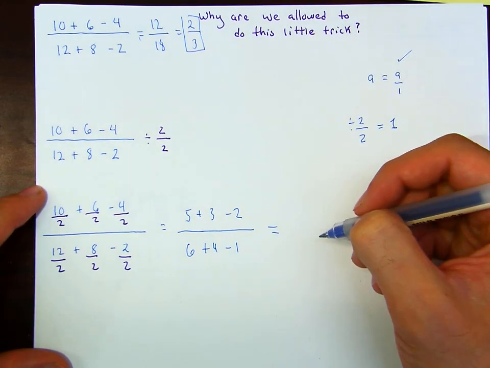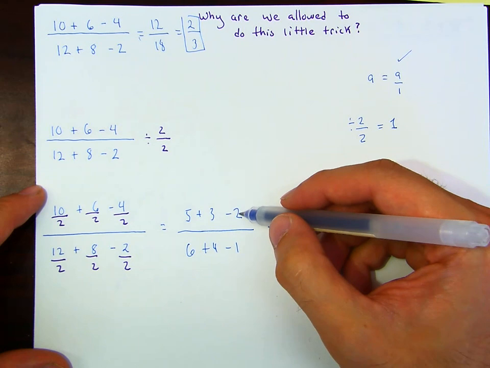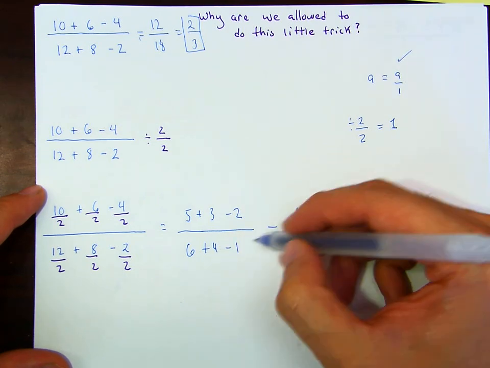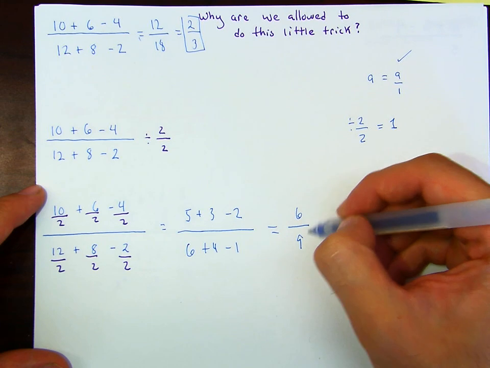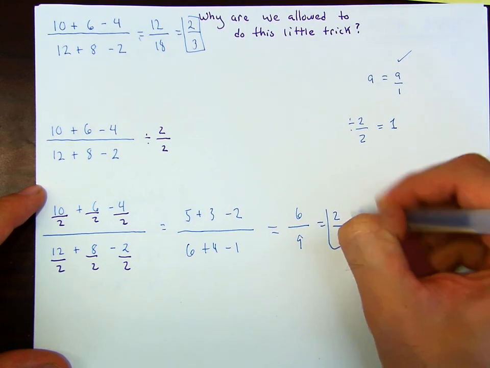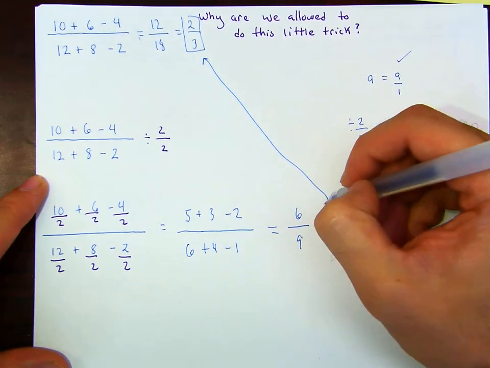Okay? And what's 5 plus 3? 8. 8 minus 2 is 6. And then 6 plus 4 is 10. 10 minus 1 is 9. This is 6 over 9, but how do you simplify this? Oh my, wow, it's the same. It's the same. So you're allowed to do that little trick.